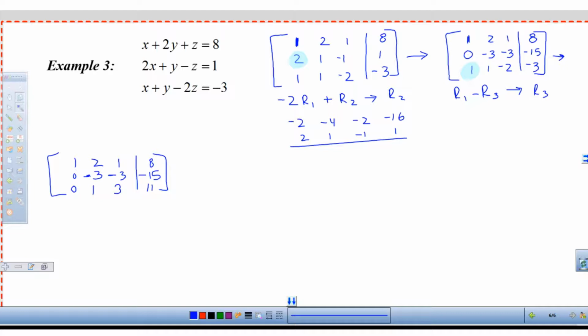Are you just adding the top and bottom rows? I'm subtracting. So I'm going 1 subtract 1, 0. 2 subtract 1, 1. 1 subtract a negative 2, that's 1 plus 2, which is 3. 8 minus a negative 3, that's 8 plus 3, which is an 11. Who says I'm with you?